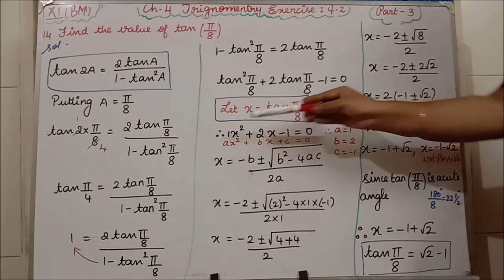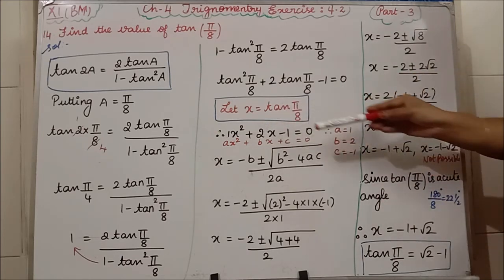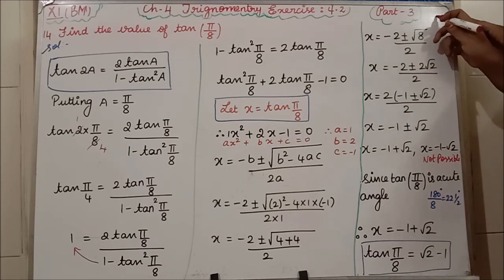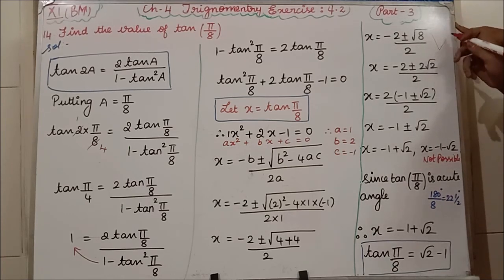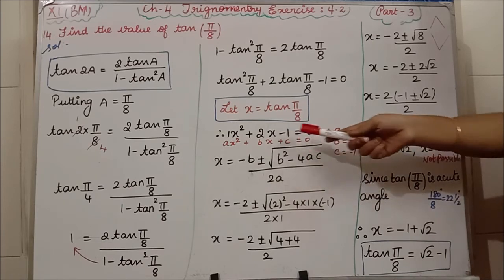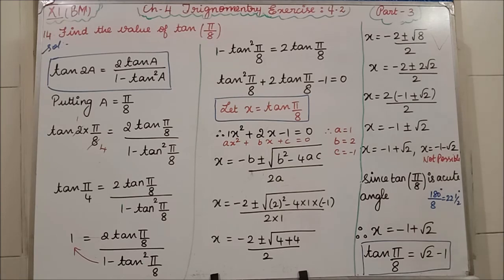So in the place of a what we are having? 1. In the place of b? 2. In the place of c? Minus 1. Usually a quadratic equation we solve by factorizing, isn't it? Factorizing has two methods. One is the diamond shape, but in the diamond shape we cannot solve this. So I am going by the formula method. The formula is: minus b plus or minus square root of b square minus 4ac, divided by 2a. I think you have learned this formula in the lower classes itself. This is the formula method to solve the quadratic equation.